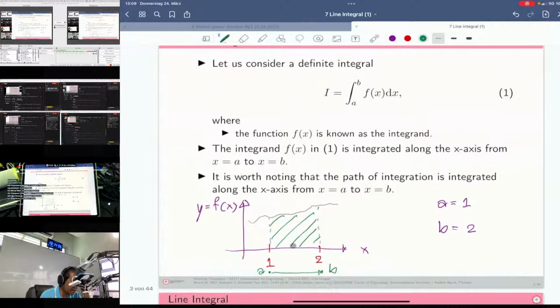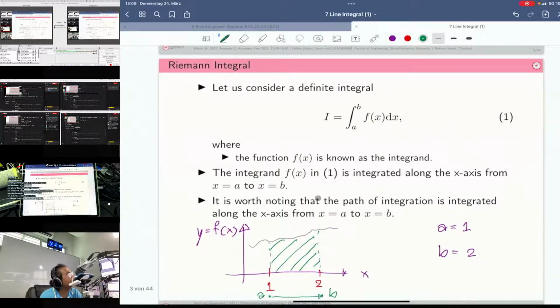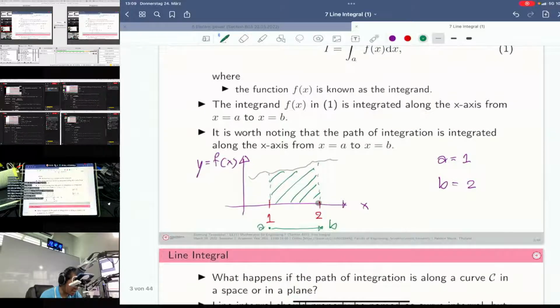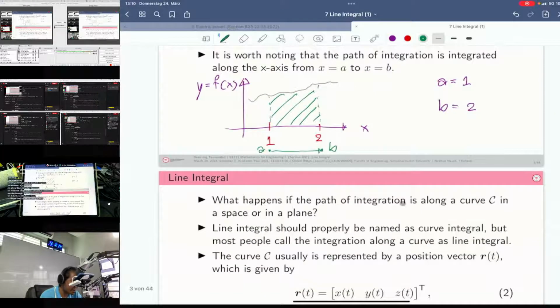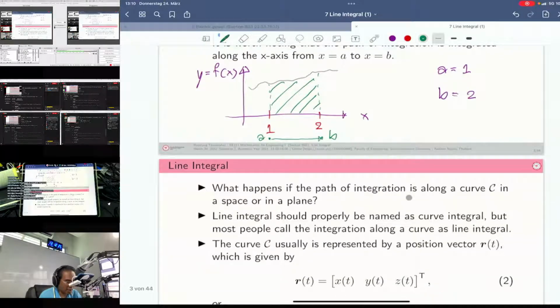Many people may ask, the integration goes along the x-axis, right? Could we have another route or path for the integration? Yeah, and that's the origin of how the line integral emerges. What happens if the path of the integration is along a curve C?